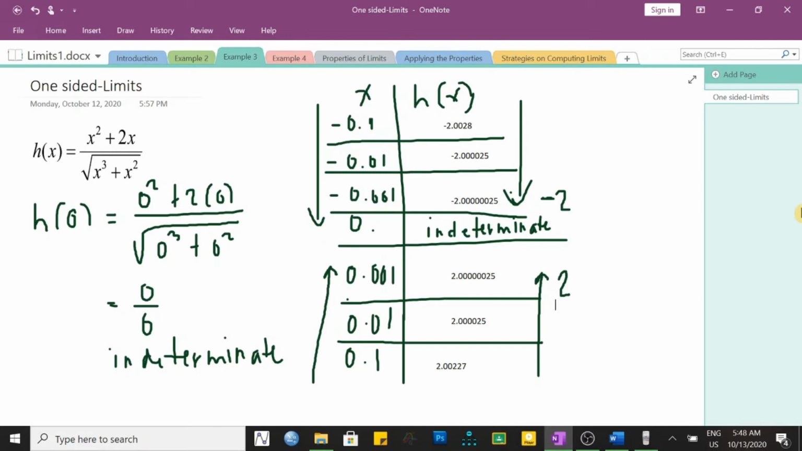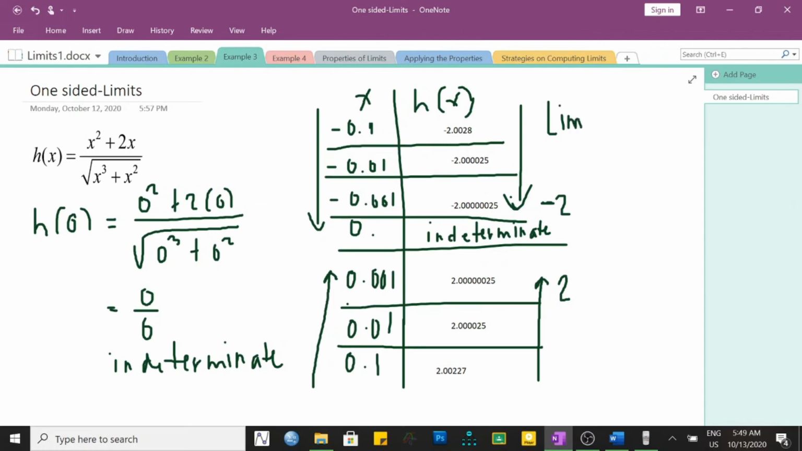Now, what can we say about the limit of h of x as x approaches 0? Since the limit is not really the same from both sides of 0, we cannot really say that the limit of h of x as x approaches 0 exists. That is because the limits are not equal from the left and then from the right side. So we would still write that the limit of h of x as x approaches 0 does not exist.